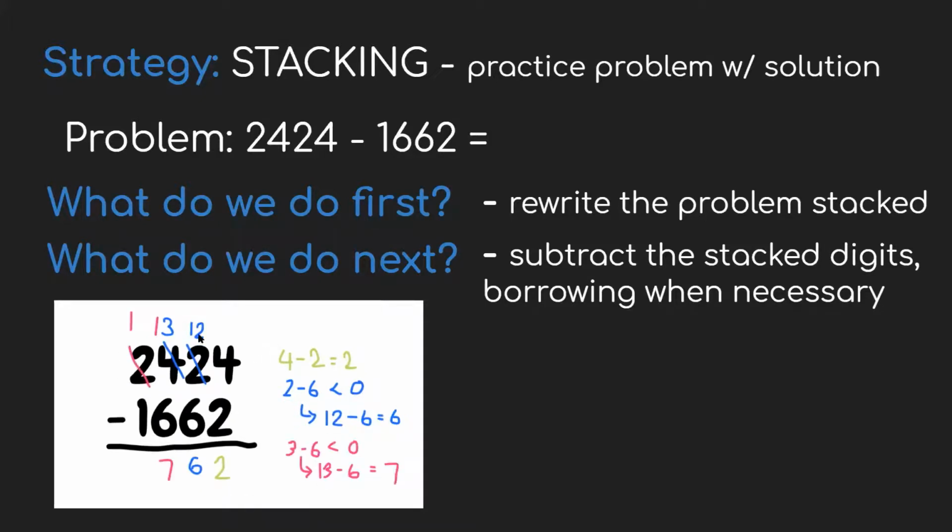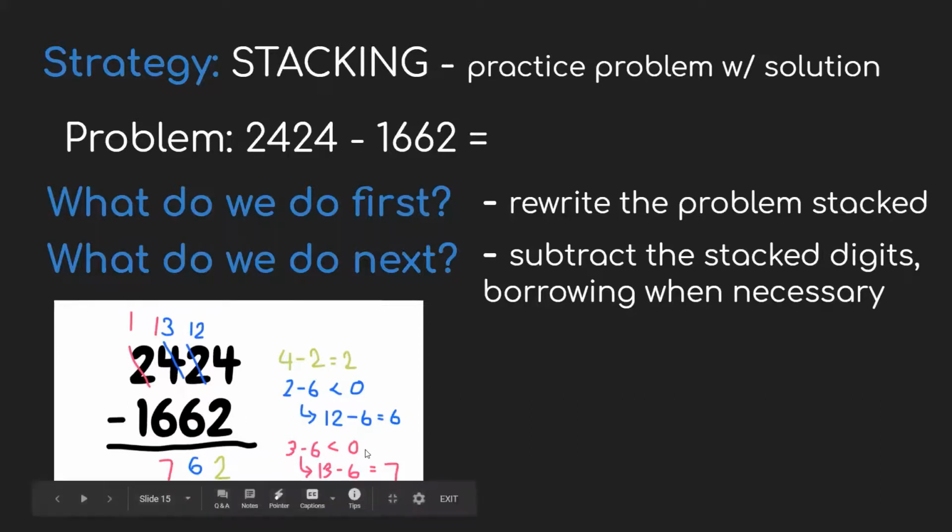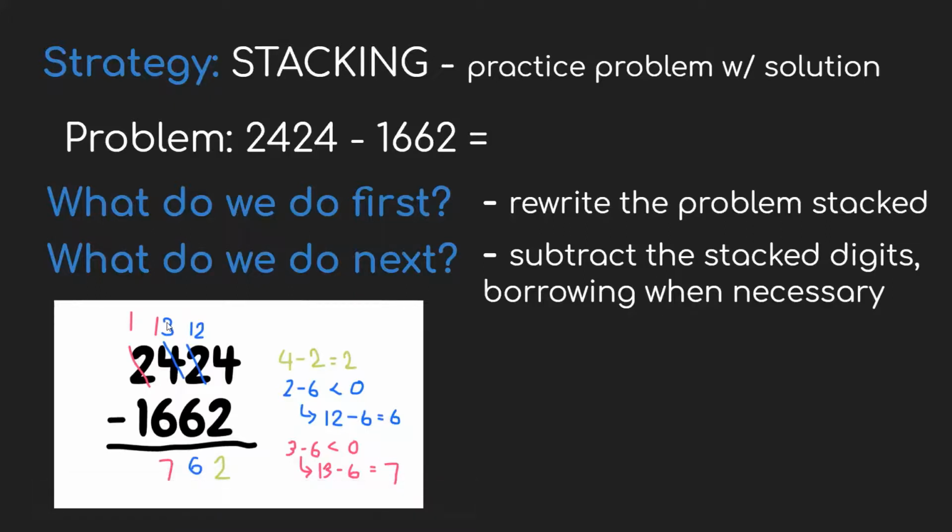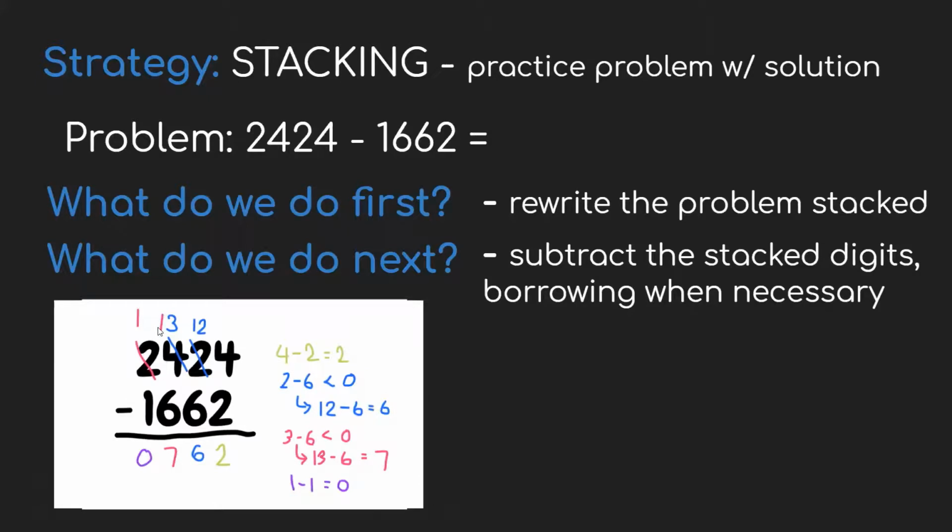Next, we have 3 minus 6, which is once again less than 0. So we're going to have to borrow 1 from this 2 in the thousands place, and then this 3 in the hundreds place will turn into a 13. Then we can do 13 minus 6, which is equal to 7. Then in our thousands place, because 1 minus 1 is 0, that's basically a 0, and our final answer is 762.